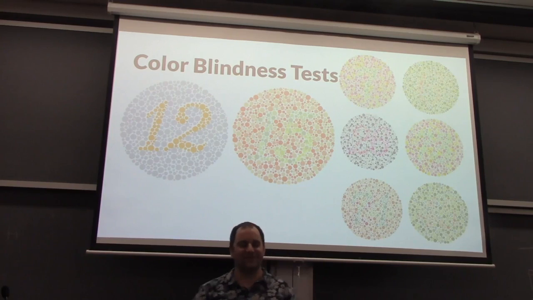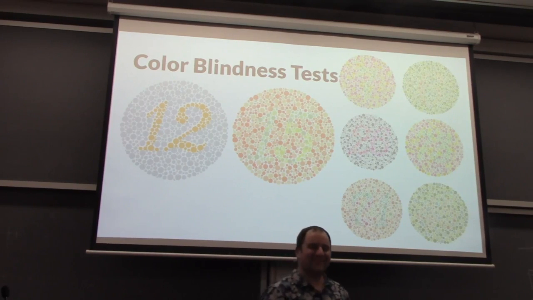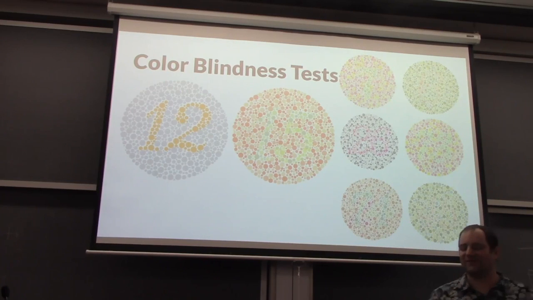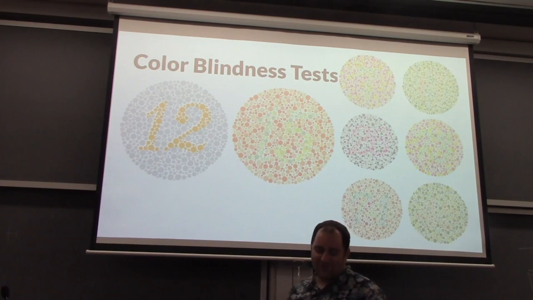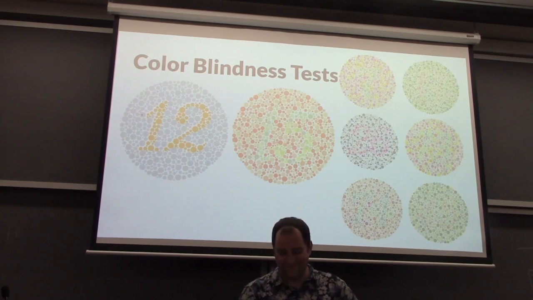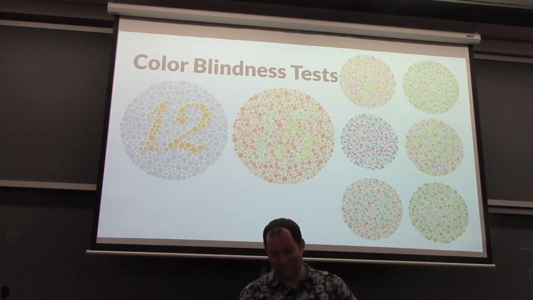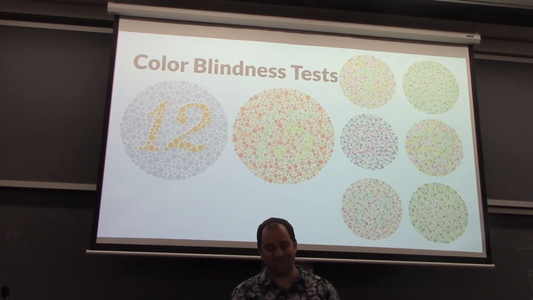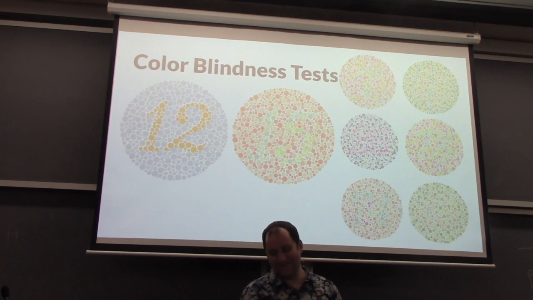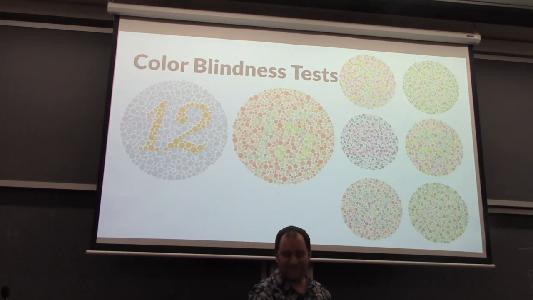So now I'm testing you. This is like one of those tests that you have to go through when you, for example, participate in a perceptual experiment. So what's the number here? 12. Yes. 15. So everybody who said that now is not red-green colorblind. Here? 23. It's a little bit ambiguous. It's either 73 or, yeah, I'd say 73.